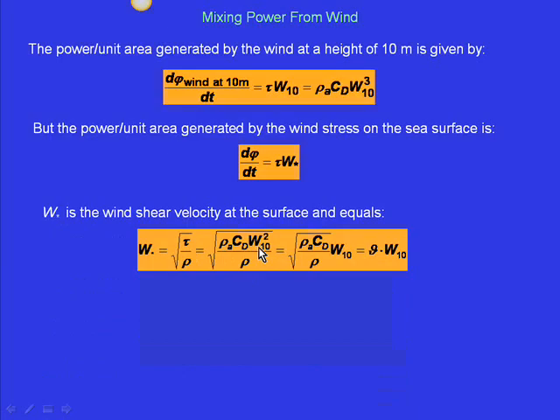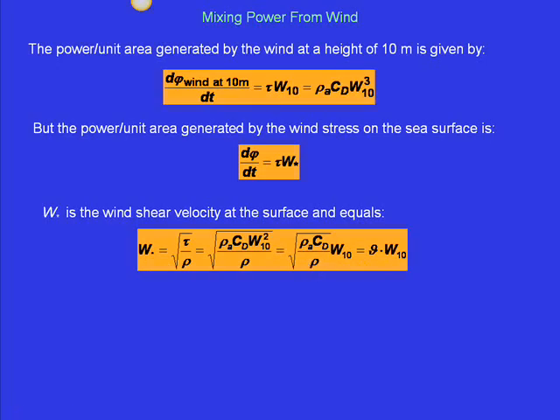And then we have a wind speed squared, the square root of that gets it out of the square root. So then we have that the W star, the stress velocity at the air-water interface, is just a fraction of the wind speed at 10 meters. And that fraction is given by the square root of this ratio. And that square root equals approximately what?